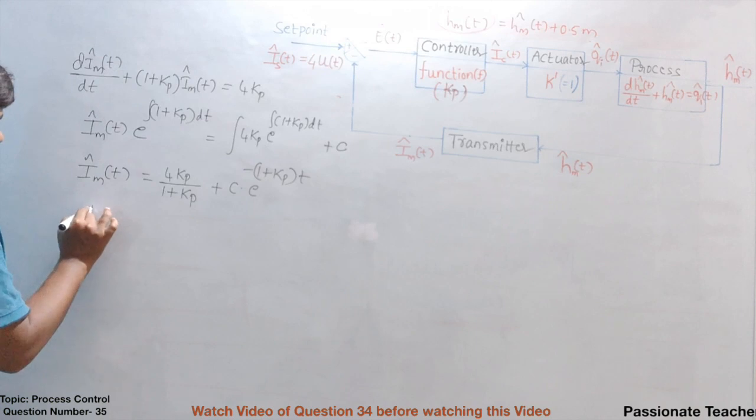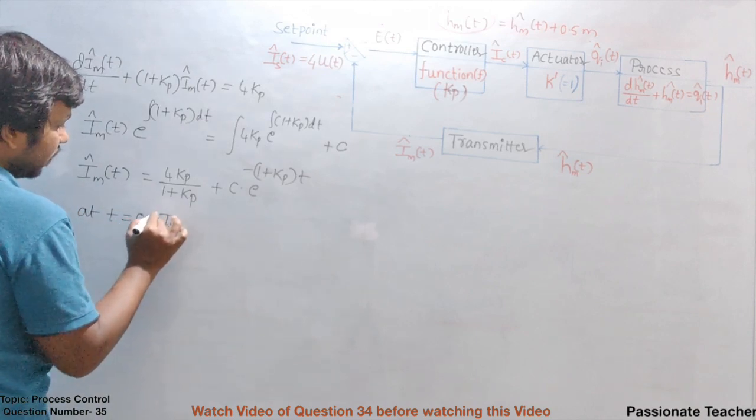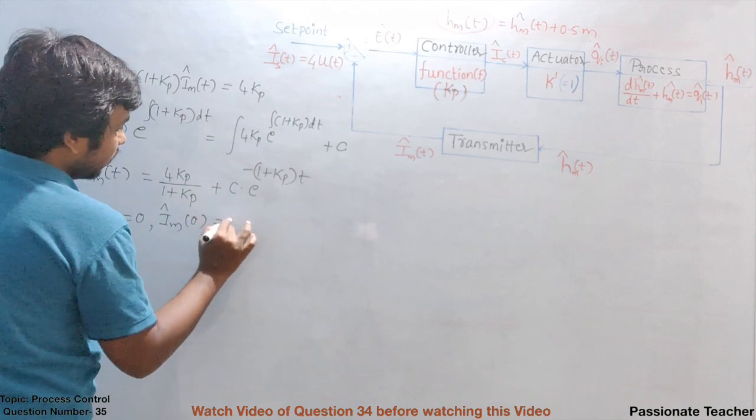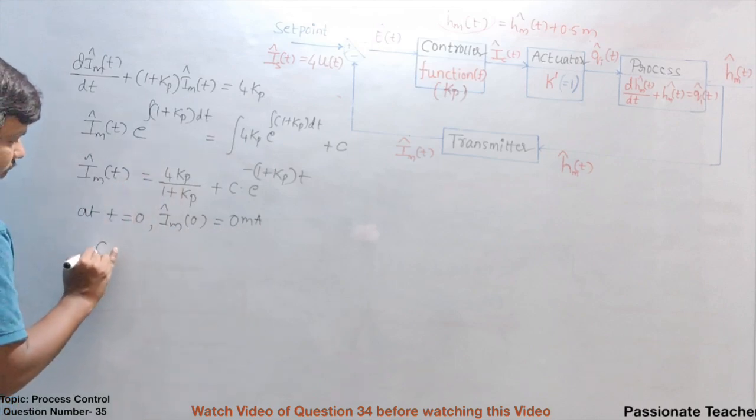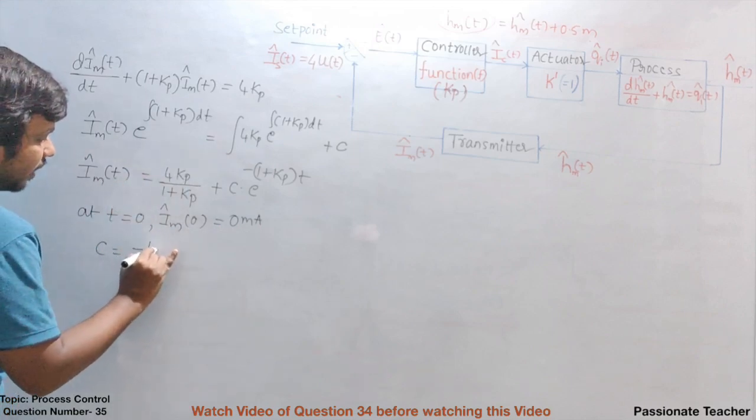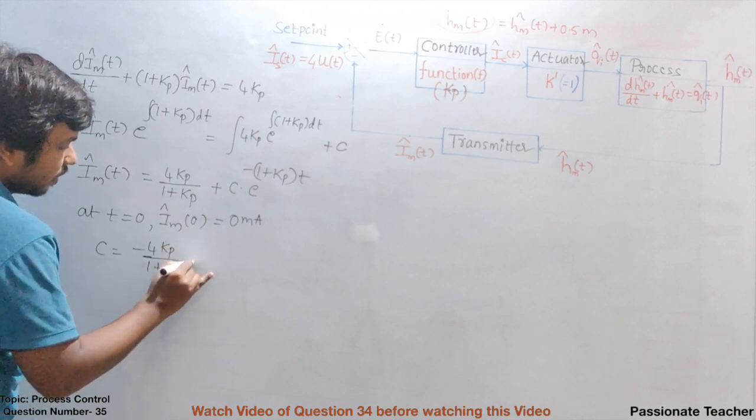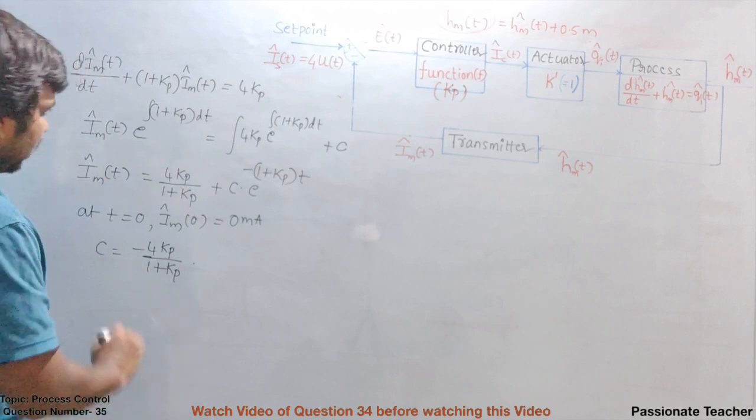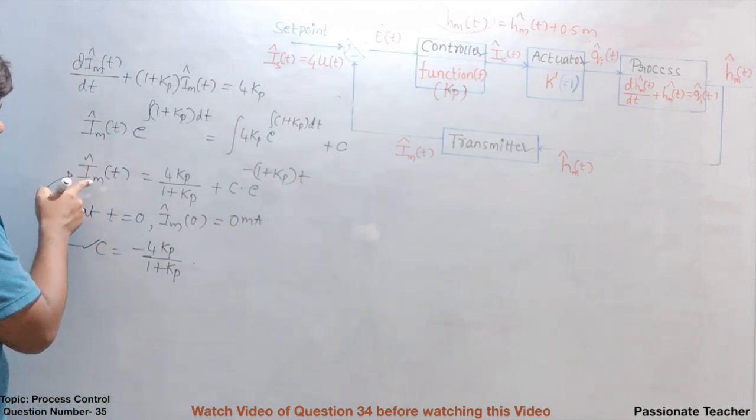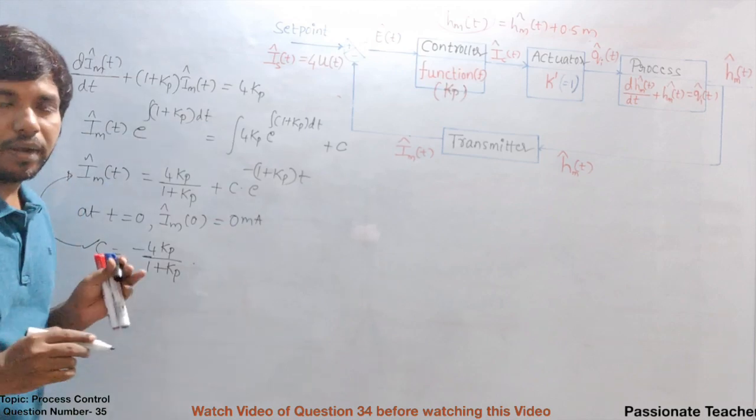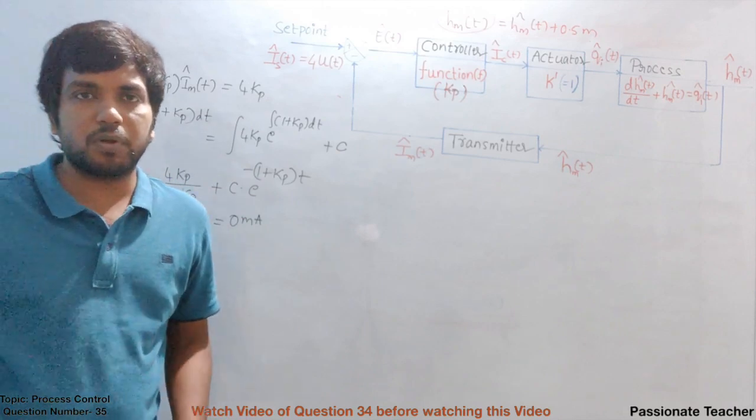We know that at t equal to 0, that means at the start, Im cap of 0 is equal to 0 milliampere, right? Now if you substitute this here, then the value of C will be equal to minus 4 kp by 1 plus kp. Okay? So with this much effort, we were able to get the value of C. Now if you take this value of C and substitute, then you are going to get how the meter current, or transmitter current, is changing with respect to time.